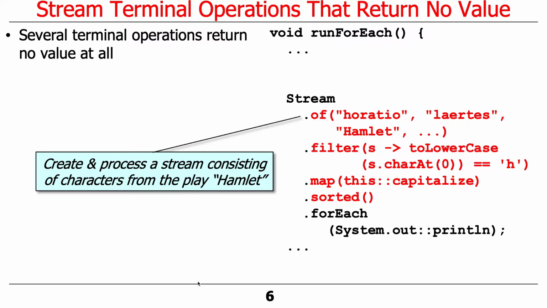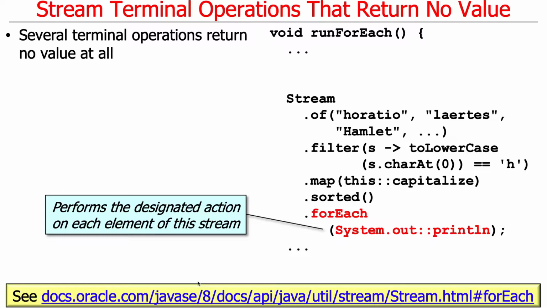Here's the example. As you remember, we take the character names in Hamlet, get rid of the ones that don't start with uppercase or lowercase h, capitalize them consistently, sort them, and then for each remaining one that matched and survived all the filtering and transformation, we're going to go ahead and perform some action on each matching element, which in this case is going to print it out. One per line, pretty straightforward.